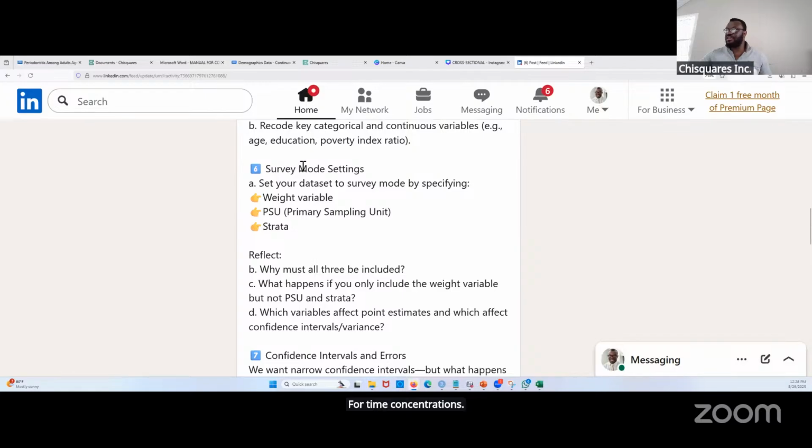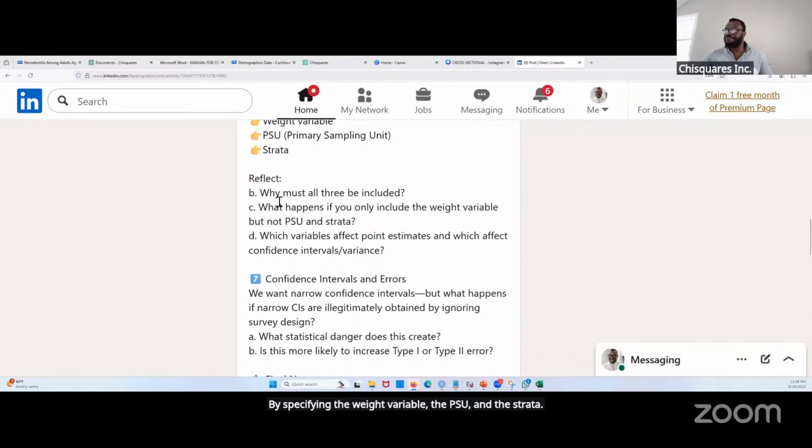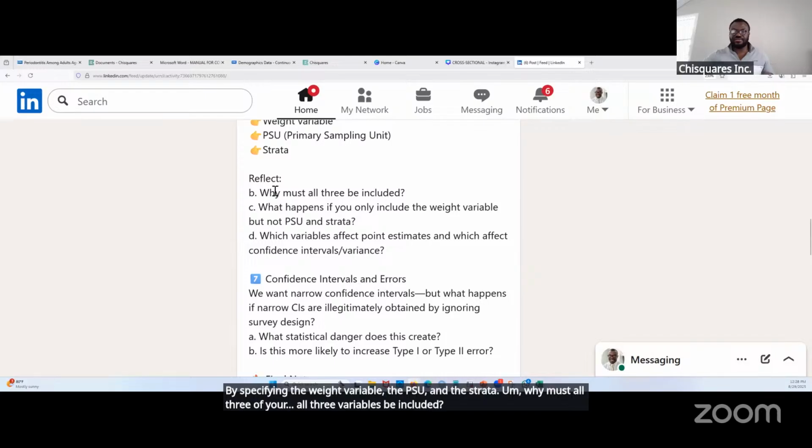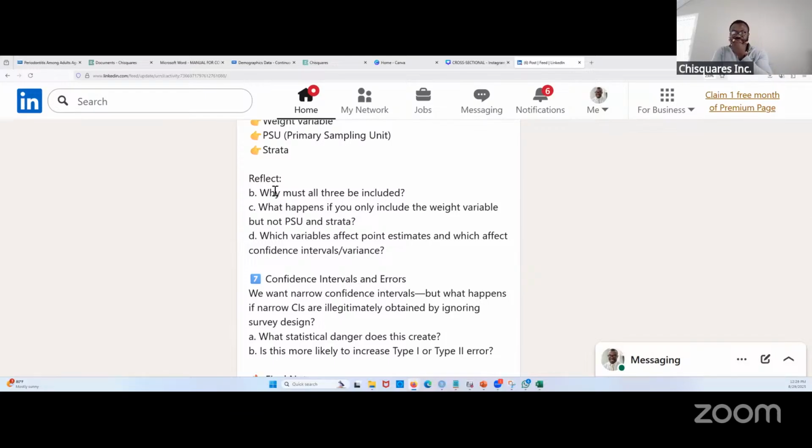All right, survey mode settings. The instruction was for you to set your data set to survey mode by specifying the weight variable, the PSU, and the strata. Why must all three variables be included? Any responses?